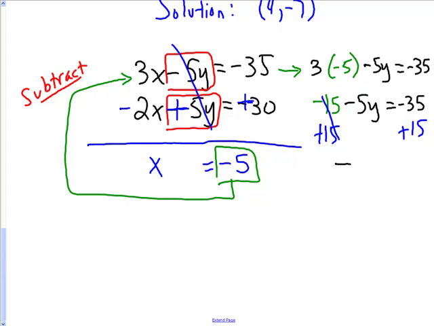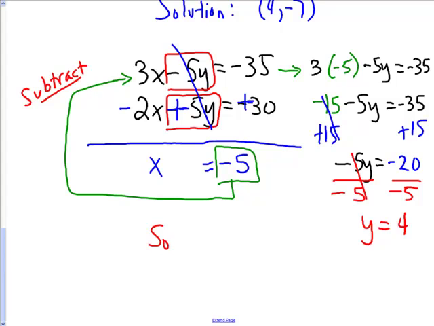We have negative 5y equals negative 20. Remember, signs are different, so let's subtract and keep the sign of the larger value, which is negative. So our answer is negative 20 here. And finally, let's divide by negative 5, and we get y is equal to 4. So our solution for this system of equations is negative 5, 4.